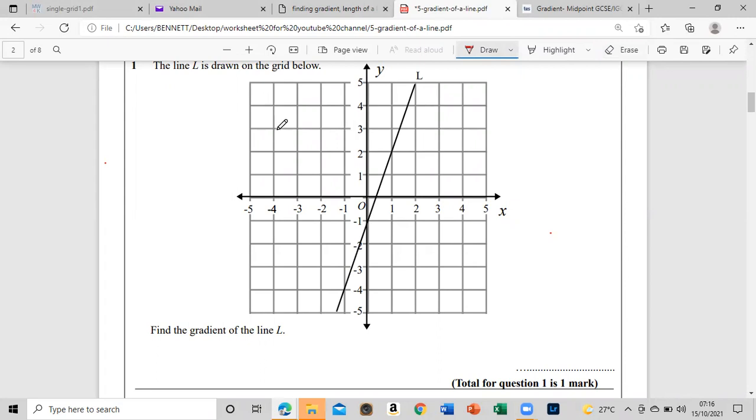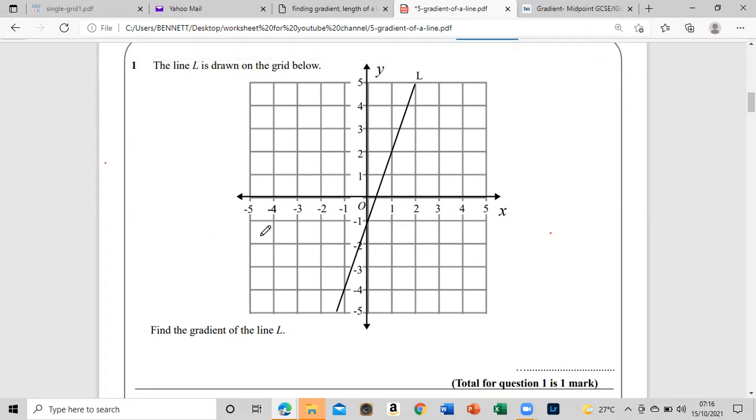As you can see, today we'll be finding the gradient of a line. This is a GCSE paper. You know, maths is a worldwide thing. So this is a British paper. However, we're gonna shut it down because it does apply to our CSEC.